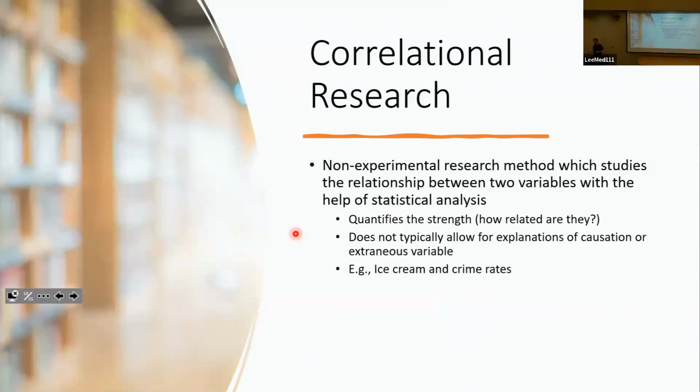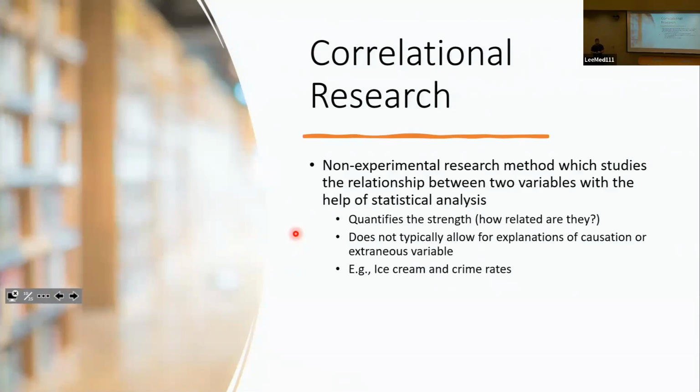How are they related? So the example that I love to give about this is ice cream and crime rates. So you can go now and you can verify everything that I'm talking about, but it's entirely true that ice cream and crime rates are highly correlated with one another. As one goes up, so does the other. So if we were to perform a correlational research study looking at ice cream and crime rates, we would show that these two variables are associated.